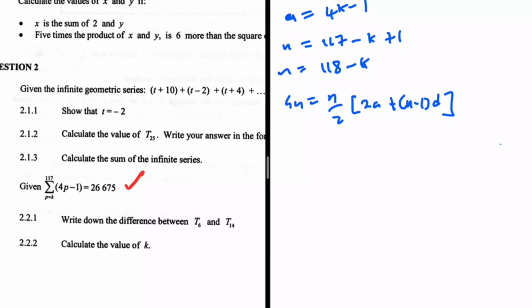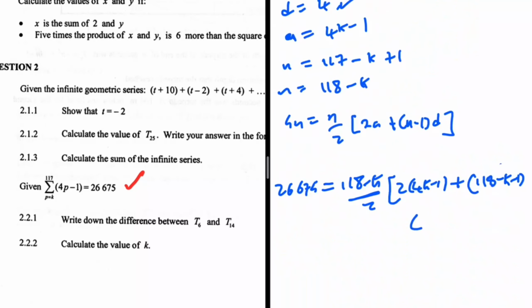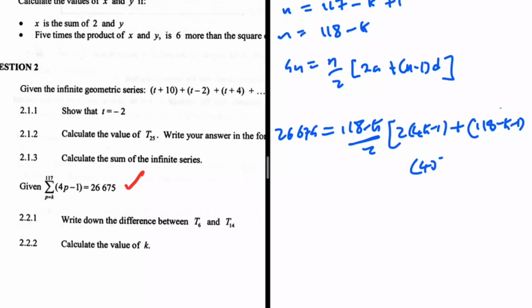So the sum is 26675, and then n is (118 minus k) over 2. Multiply by 2a, where a is 4k minus 1, and then plus (n minus 1), where n is 118 minus k, and then minus 1, multiplied by the difference, which is 4. Is the difference 4? Yes, multiplied by the difference, which is 4. So let's use that instead.